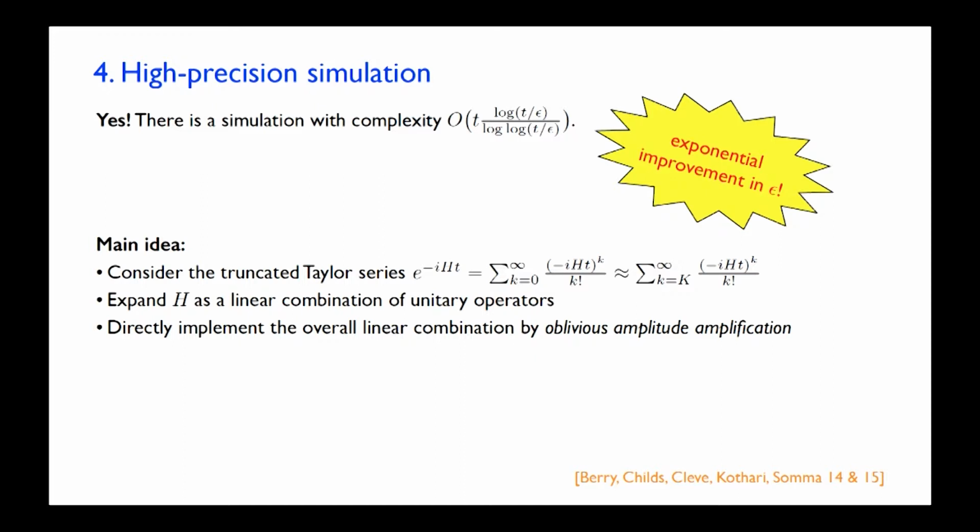And then there's a technique that we introduced which allows you to efficiently implement linear combinations of unitary operators on a quantum computer using something called oblivious amplitude amplification, which is a generalization of quantum search. There are some techniques you can bring to bear that allow you to solve this problem, which really gives you complexity which is logarithmic in 1 over epsilon.